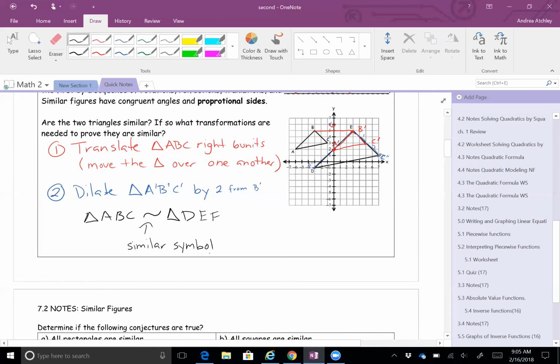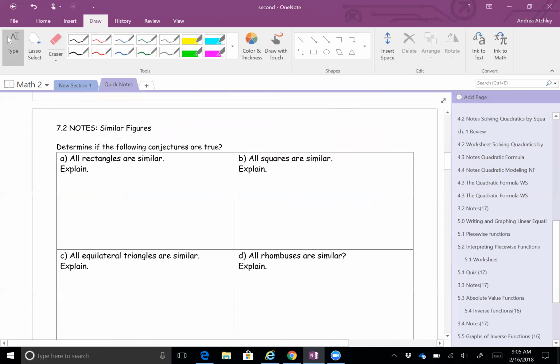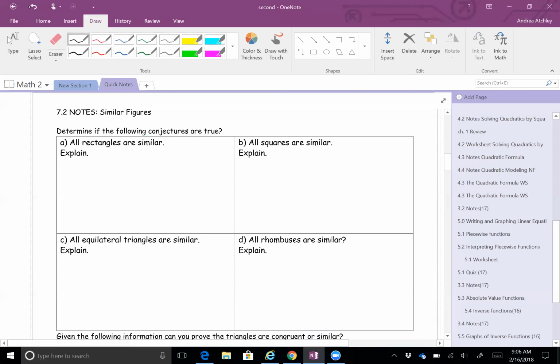Okay, next one. We want to determine if the following conjectures are true. Are all rectangles similar? We want to explain. So everybody draw a rectangle. I'll draw a rectangle. How do I know that's a rectangle? Opposite sides are parallel.